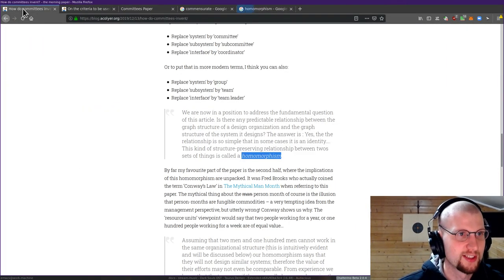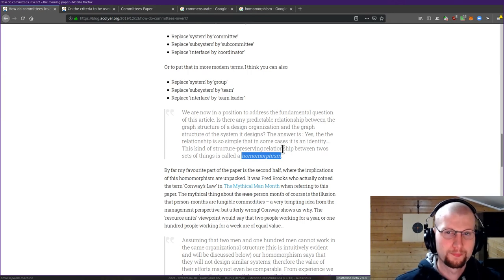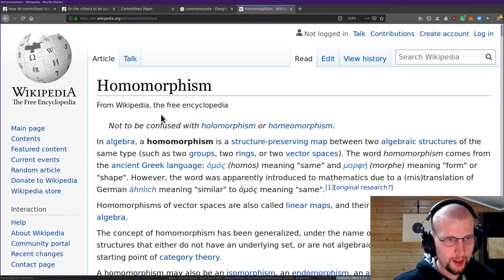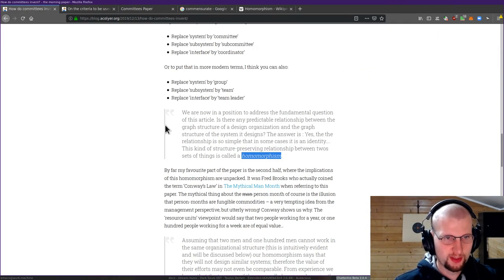Well, he just explained it, right? In algebra, a homomorphism is a structure-preserving map between two algebraic structures. So you have the same structure, but you're not the same. An isomorphism means that you are the same, you just name things differently. And with a homomorphism, you preserve structure through the morphism.